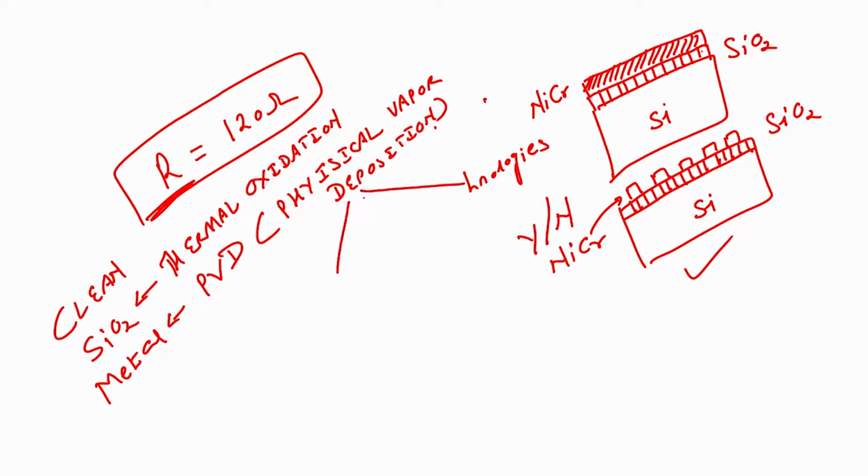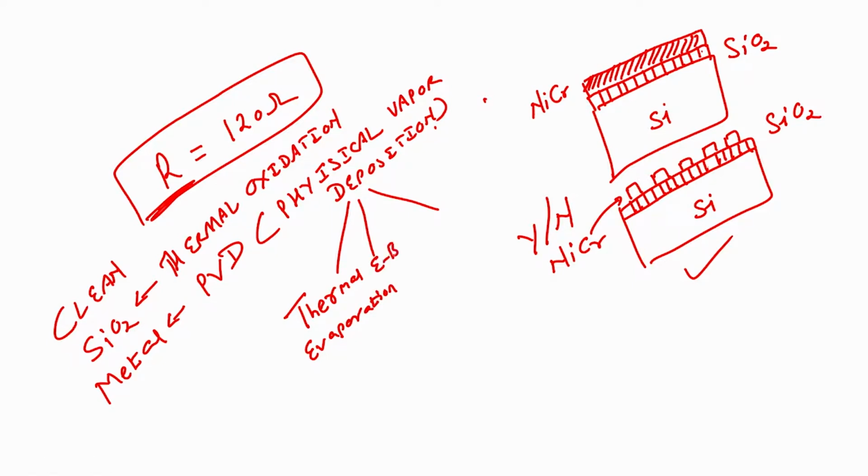I will teach you all these techniques when the lecture comes, and there are three main techniques. One is called thermal evaporation, not oxidation, okay, thermal evaporation. The second is called electron beam evaporation, and the third one is called sputtering. These three are physical vapor deposition techniques that we will be learning in our course.